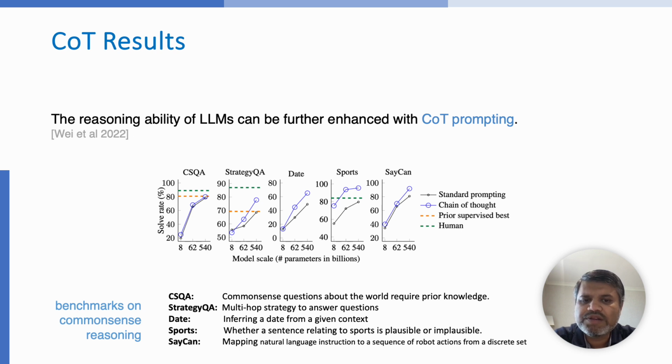But overall, if you look at the big circles, you can see that chain of thought almost always gives better results than standard prompting methods. So there is a lot of benefit in defining these steps, the reasoning steps in the middle, instead of just going to the final answer.